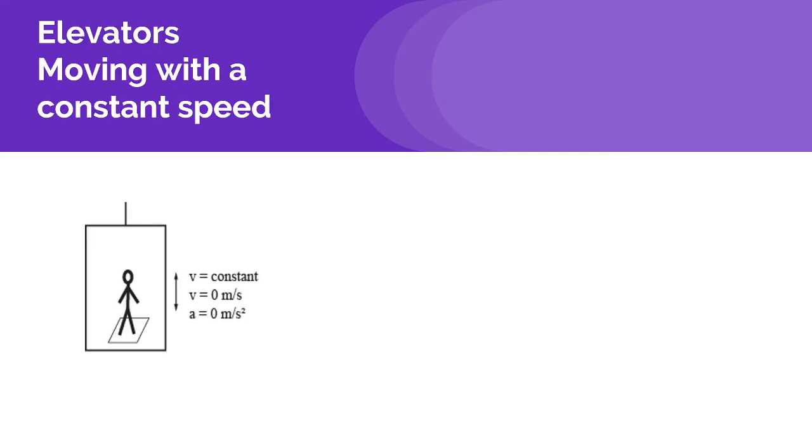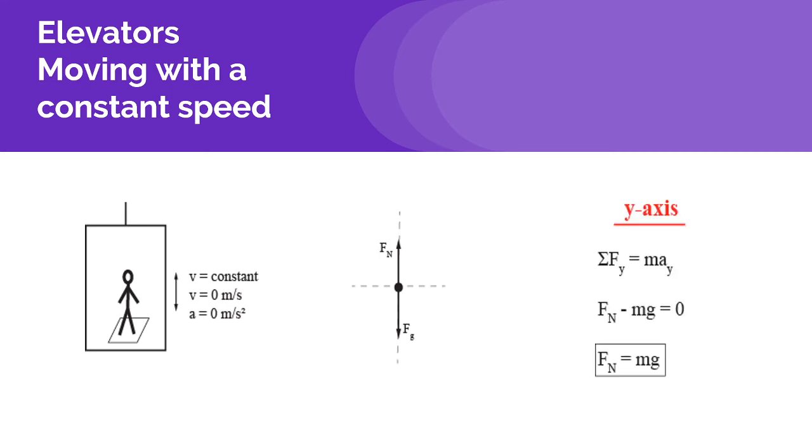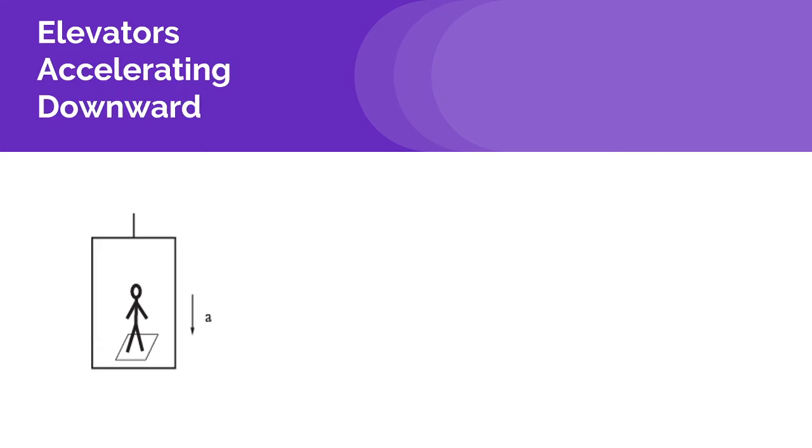Alright, so for an elevator going at constant speed, no velocity change, no acceleration: in my free body diagram, Fn goes up, Fg goes down, but since there is no acceleration, Fn and mg are the same, so you weigh the same. So on the scale, you're going to get what you actually weigh on the ground.